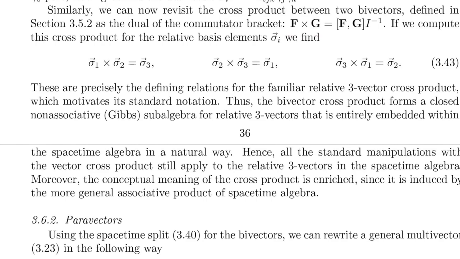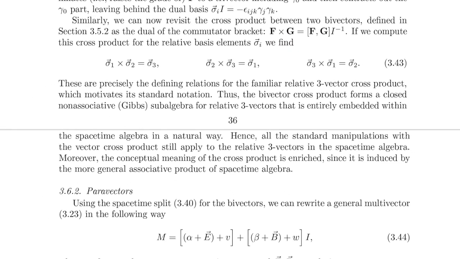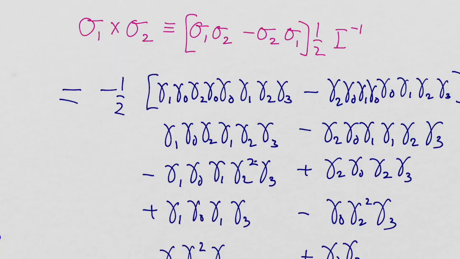So I guess we could go ahead and test that out. It might be worth testing out. Let's just test out the first one. So let's just brute force check this out, right? We have sigma 1 cross product sigma 2. So here's the definition, right?